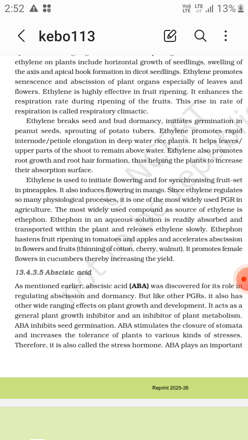So ethephon in an aqueous solution is readily absorbed and transported within the plant and releases ethylene slowly. Ethephon hastens fruit ripening in tomatoes and apples and accelerates abscission in flowers and fruits.